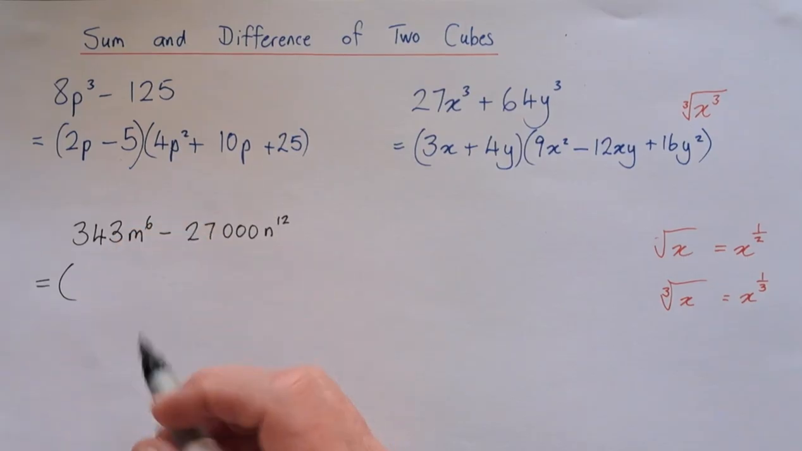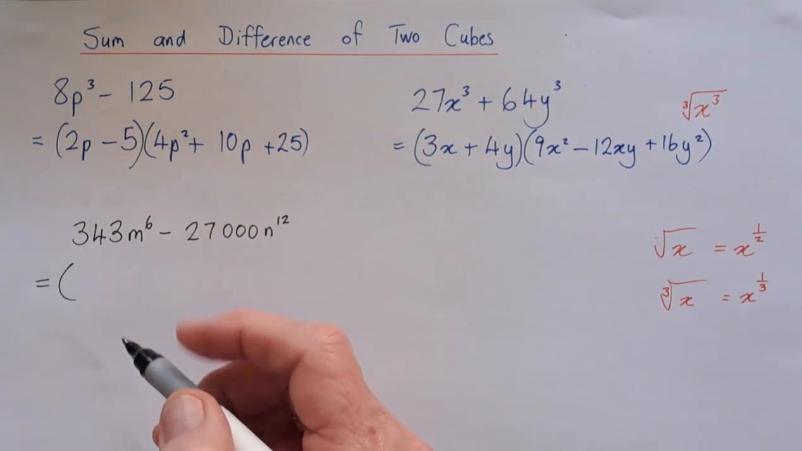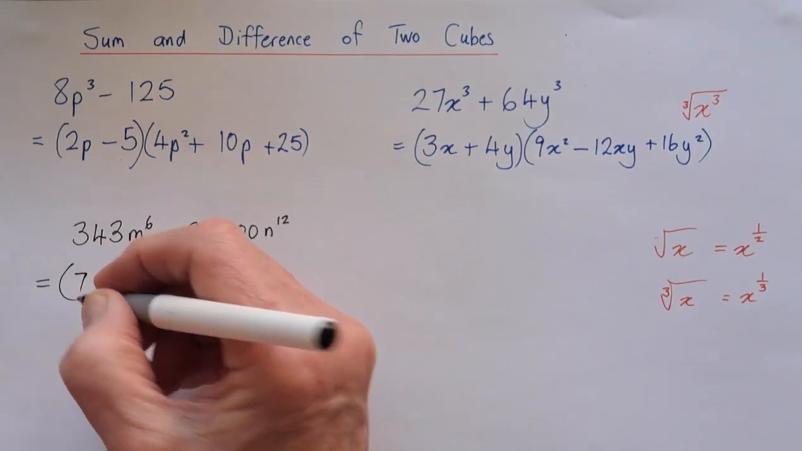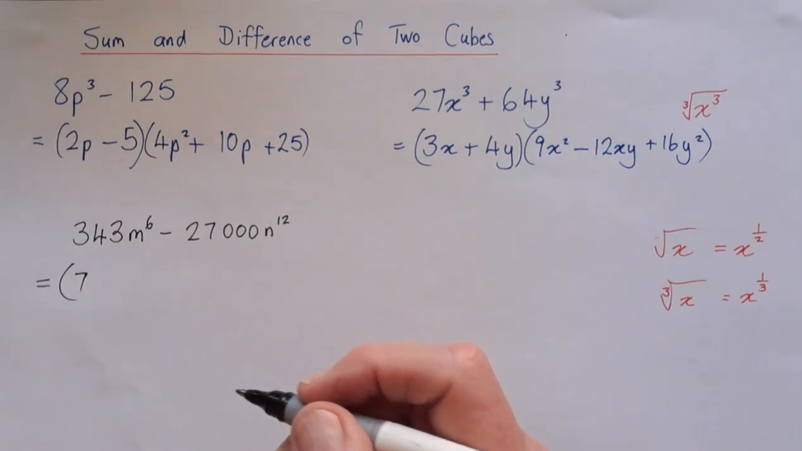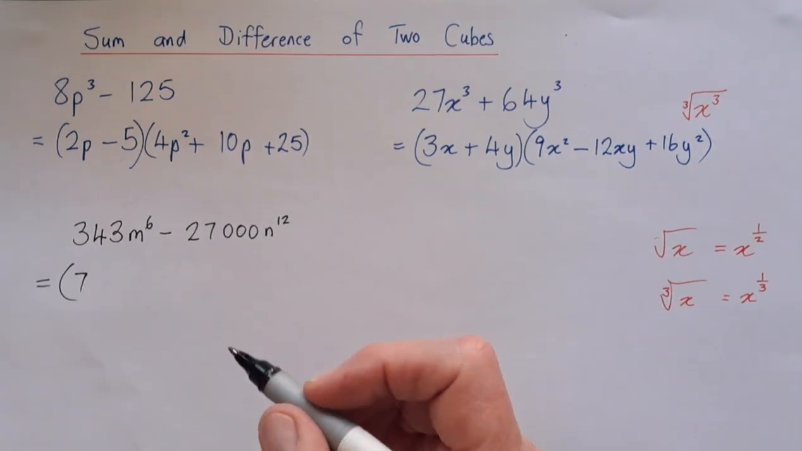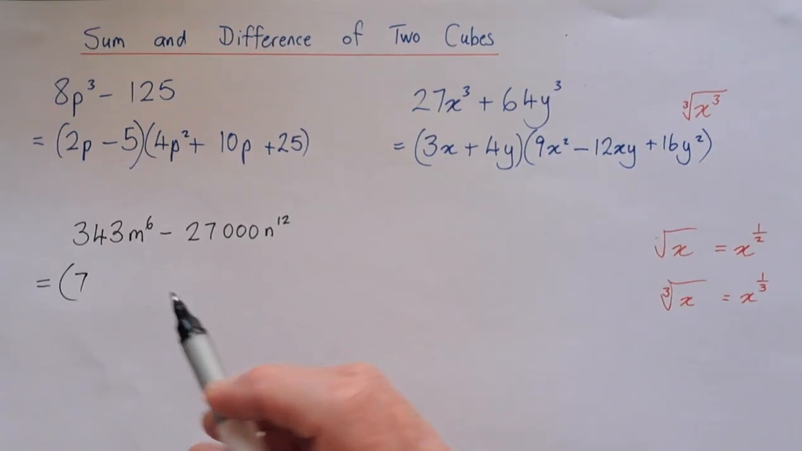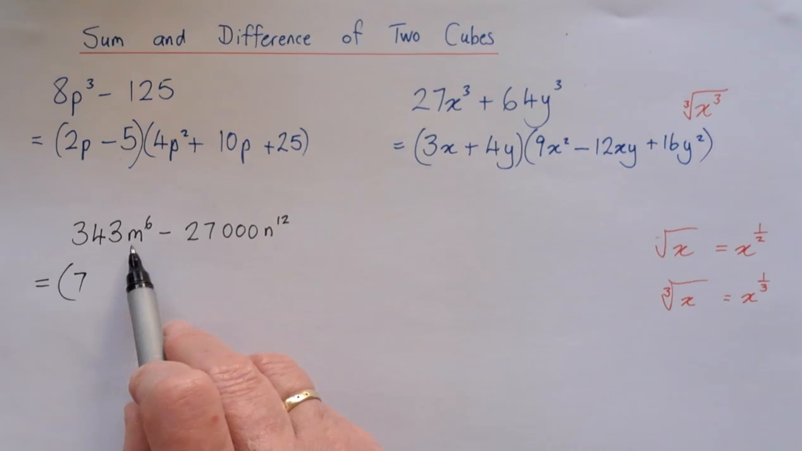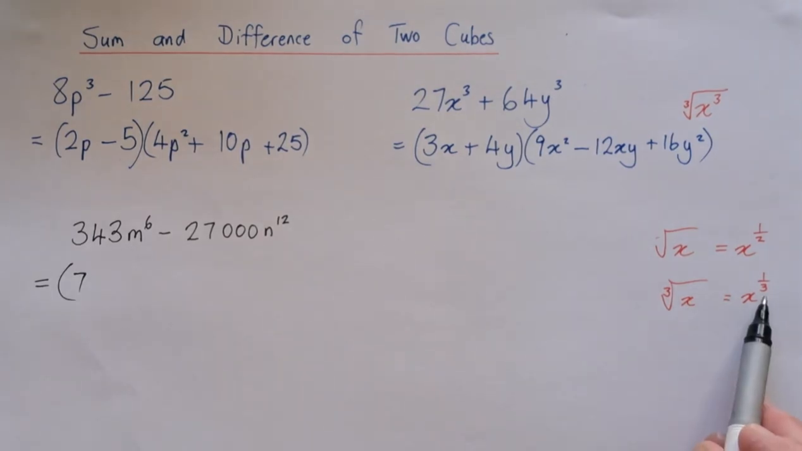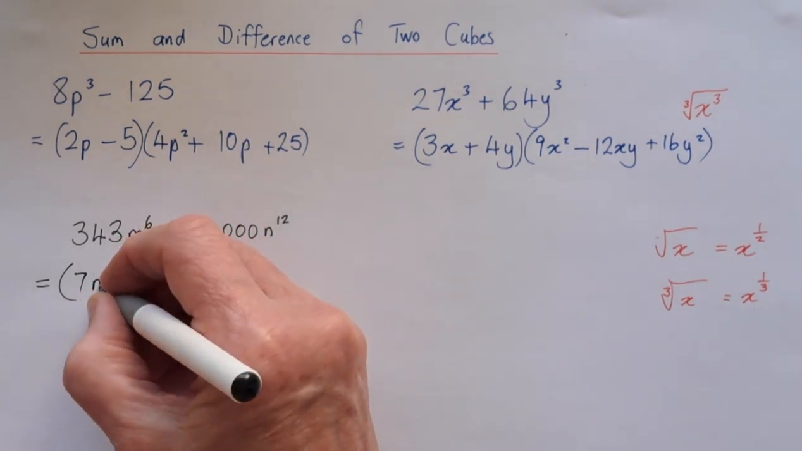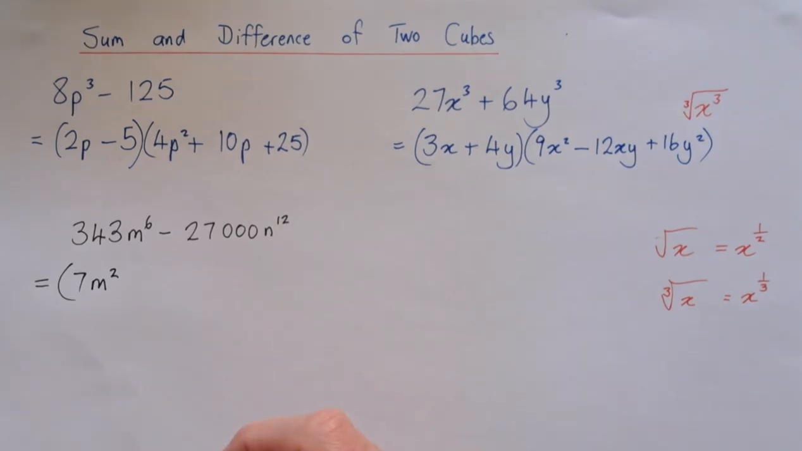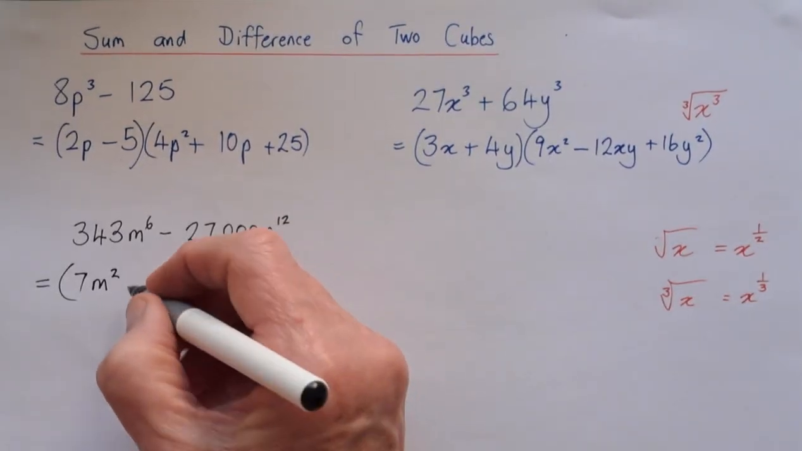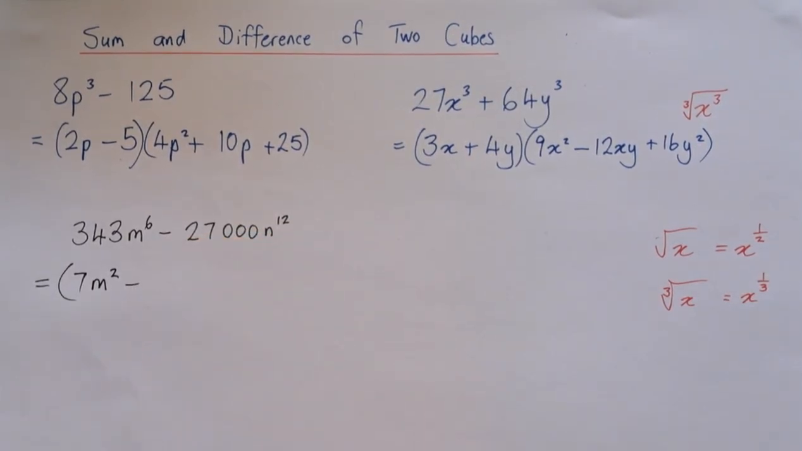So finding the cube root of 343, you should know that that is 7, because 7 times 7 is 49, and 49 times 7 is 343. To find the cube root of that, I'm going to need to divide by 3, so I'm going to end up with m to the power of 2. Whatever that sign is, I keep it in my binomial bracket.